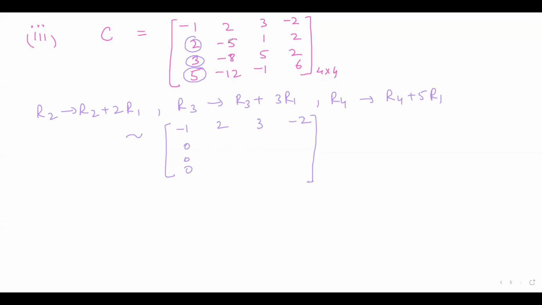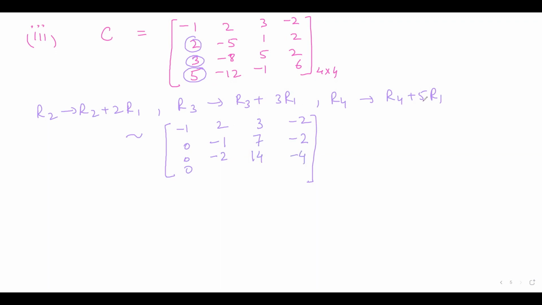Now how to get this? Minus 5 plus twice of this, so that's 4. So this is minus 1. Then this would be 1 plus 6, that's 7. 2 minus 4, that is minus 2. Now coming to this elementary row operation, row 3 plus 3 times of row 1. So minus 8 plus 6 is minus 2. 5 plus 9 is 14. 2 minus 6 is minus 4.